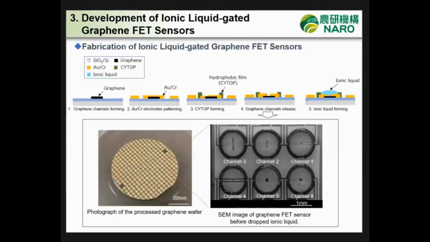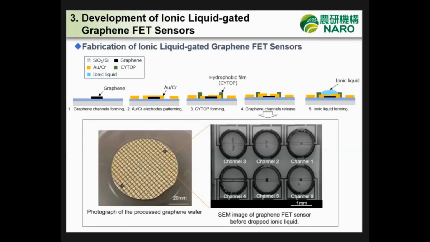Okay, then we will move on to development of the sensors. This shows the fabrication process of ionic liquid gated graphene FET sensors. First of all, graphene channel forming. Next, electrodes patterning. And then cytoforming and graphene channel release. These pictures show the photograph of the processed graphene wafer and an enlarged image of the graphene FET sensor.